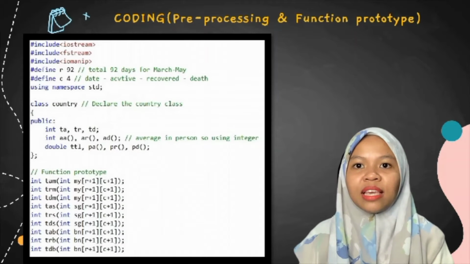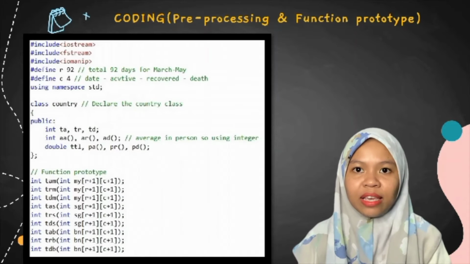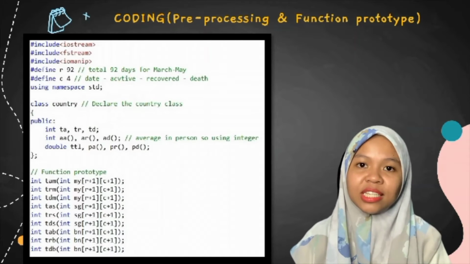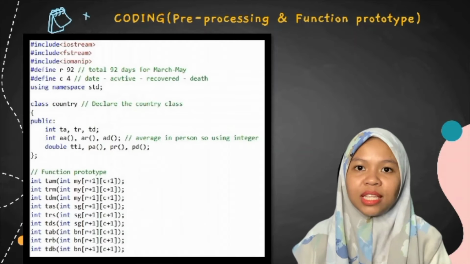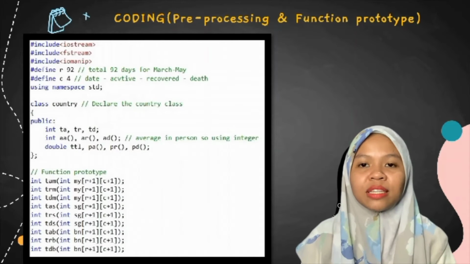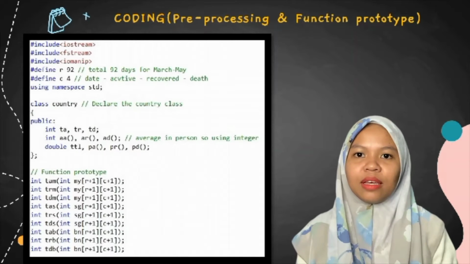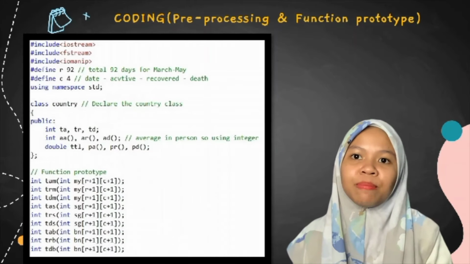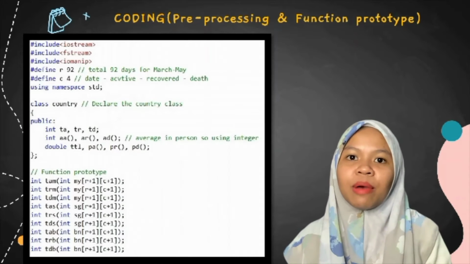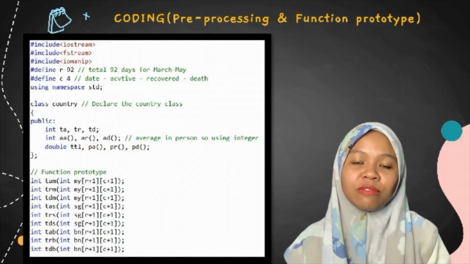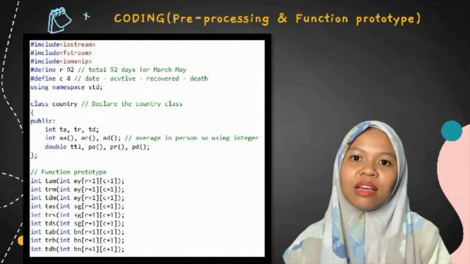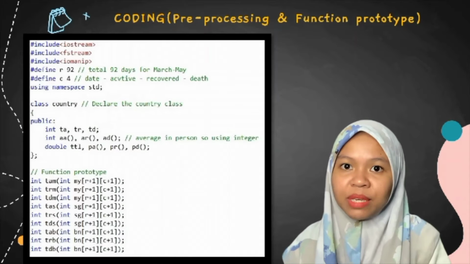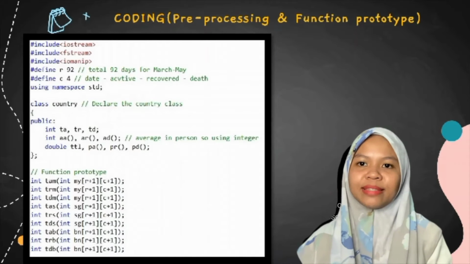We declare TA, TR, TD, AA, AR, and AD as int data type since the total and average are the number of people, while TTL, PA, PR, and PD are double data type. To make all the members public so that they can be accessed by other parts of the coding, we declare them after the public keyword. By the general form of class declaration, we declare all members of the class within the curly brackets, and not to forget the semicolon after the closing curly bracket.